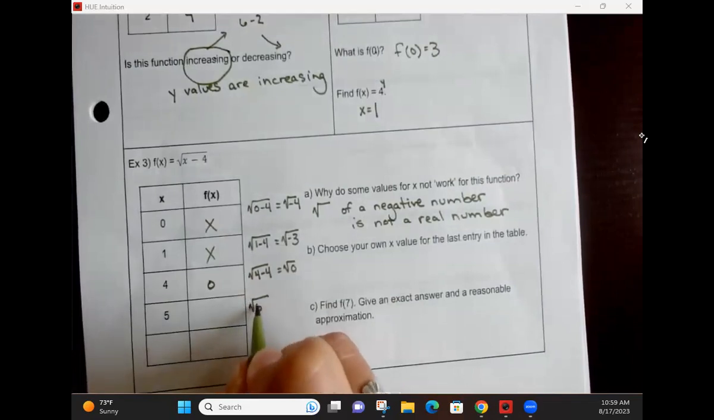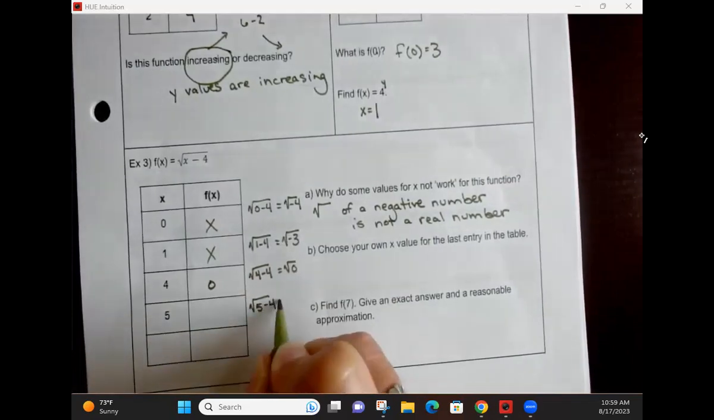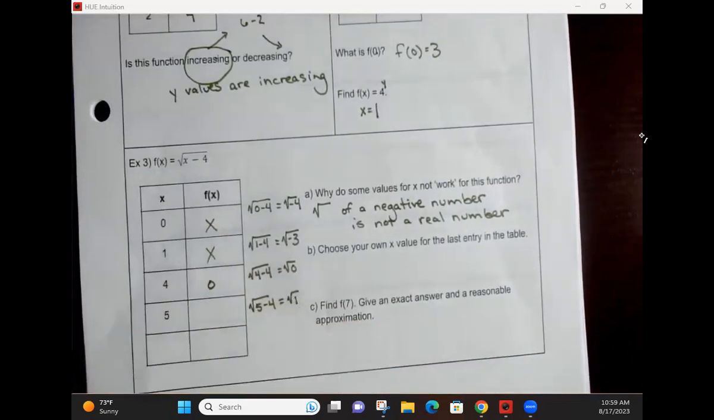If I plug in 5 for x, the square root of 5 minus 4, so that'd be the square root of 1. Square root of 1 is 1. That one's okay.